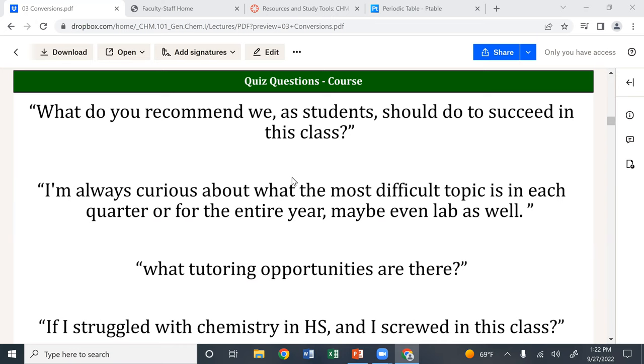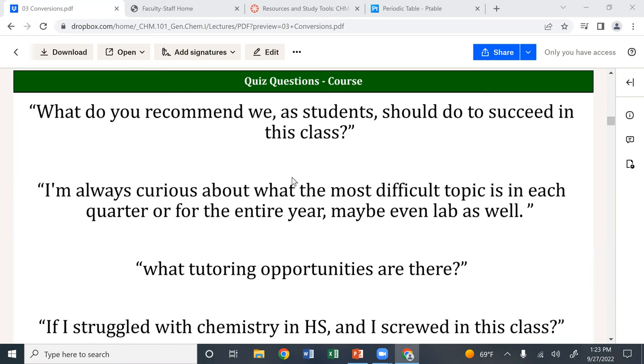What's the most difficult topic? The way that the course is broken up, we can break it down into the most important topic in each of the three quarters. The most important topic for this quarter is stoichiometry, which if you've had a chemistry class before, you've probably heard that word. We're going to approach it in a more in-depth way than CHM100. We do a lot of writing algebra expressions to do stoichiometry as opposed to just using it as a conversion. But it's a pretty important topic.